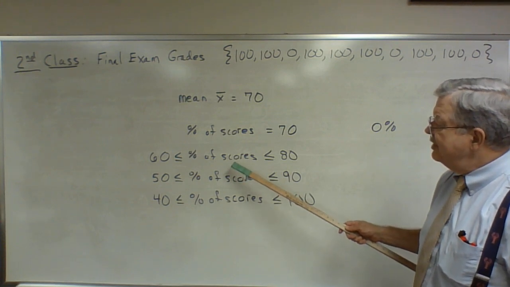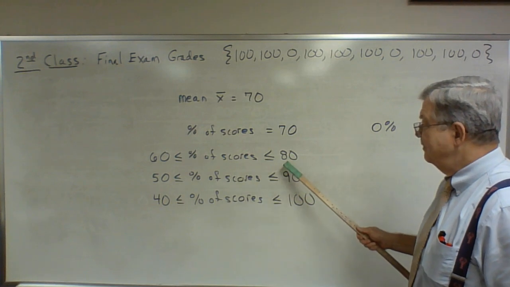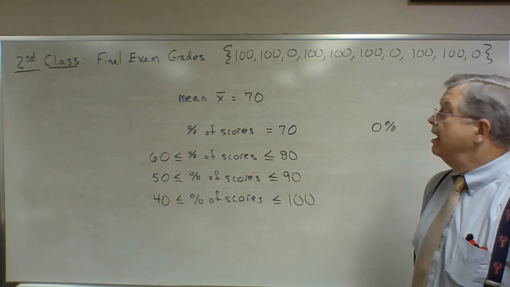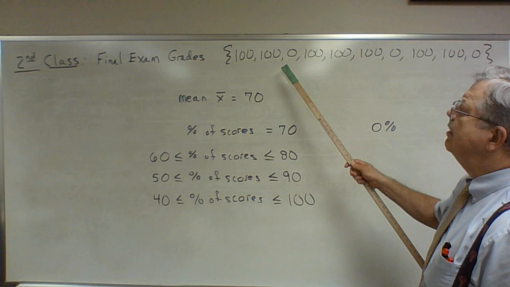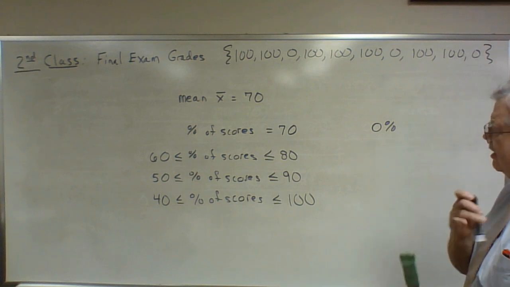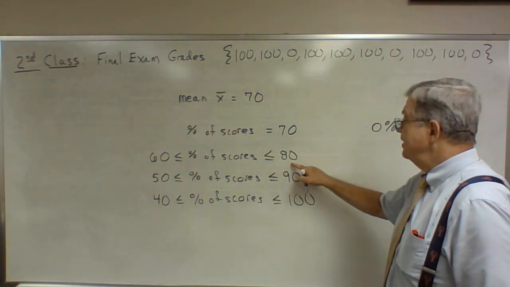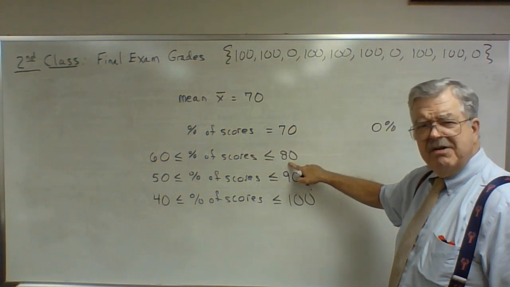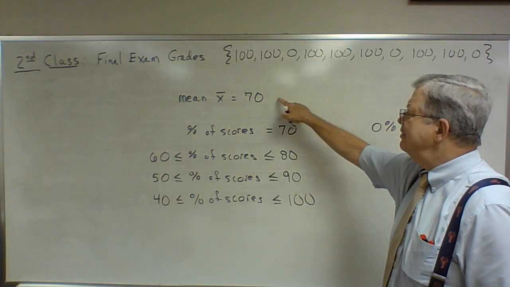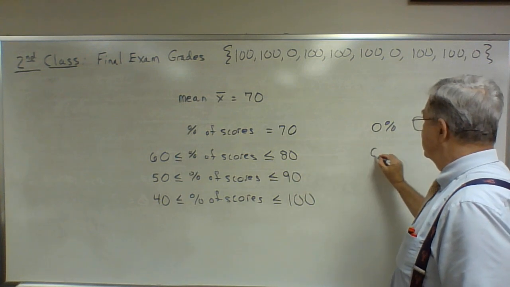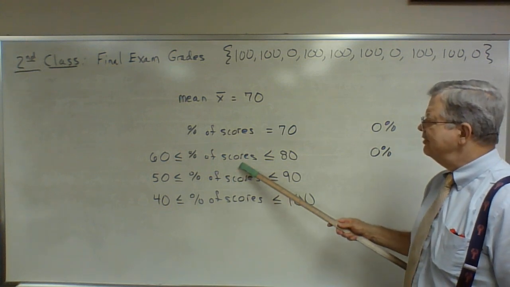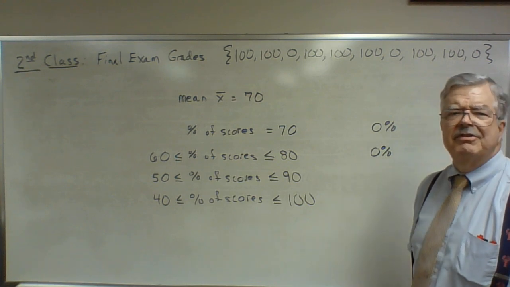So let's look at this. What about the percentage of test scores that are between 60 and 80? We'd expect a fair number to be between 60 and 80. All of these scores are either above 80 or below 60. Wow. So even though the mean is 70, none of the test scores are between 60 and 80. None of these test scores are real close to the mean, 70. This is kind of surprising. We would expect a lot of tests to be within 10 percentage points of the average, don't you think?